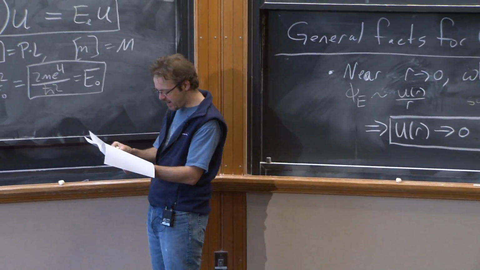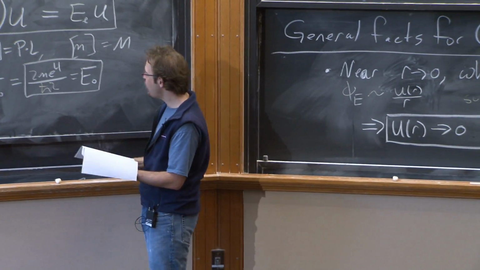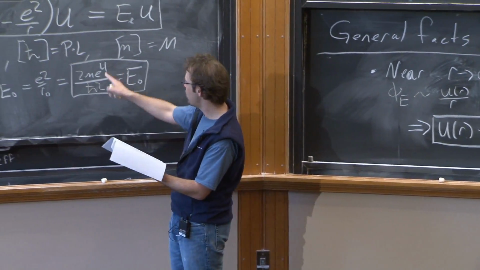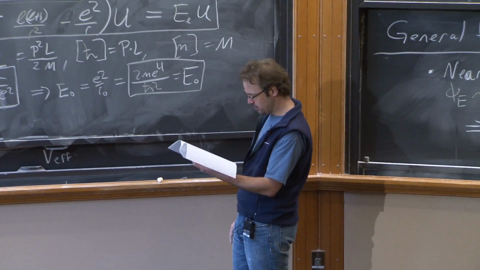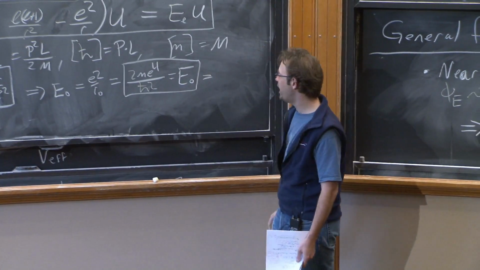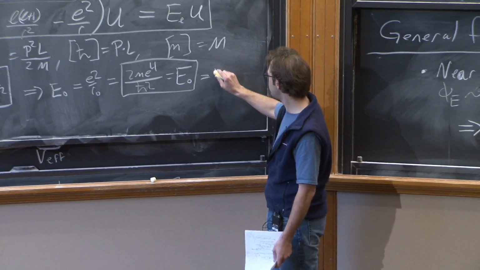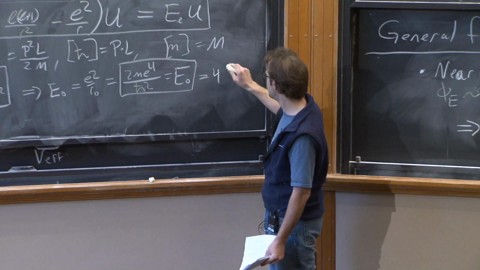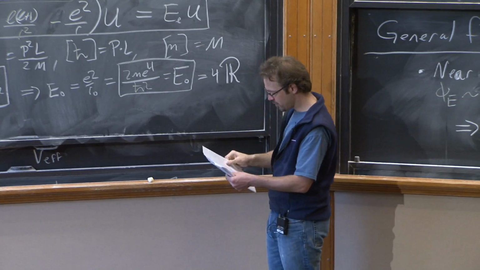A first guess before we do any calculation. And if you actually take mu e to the fourth over h bar squared, this is off by, unfortunately, a factor of 4. This is equal to 4 times the binding energy, which is also called the Rydberg constant.